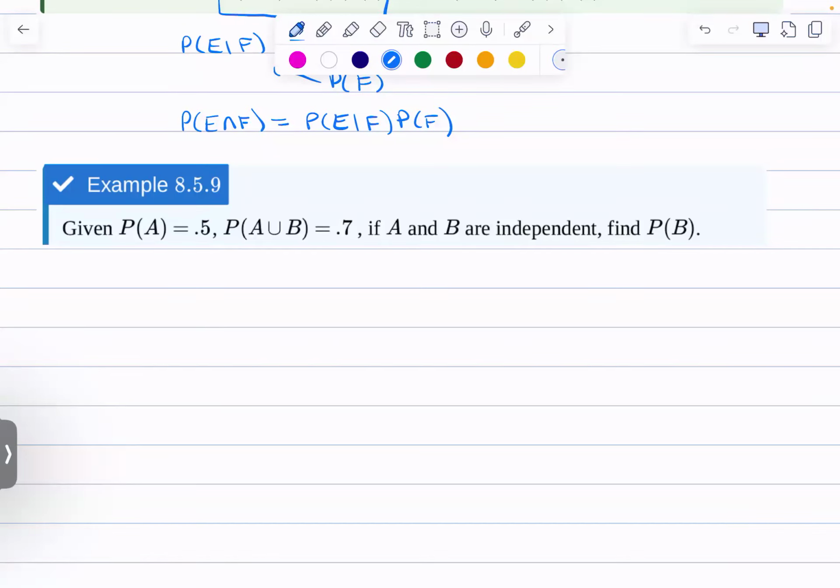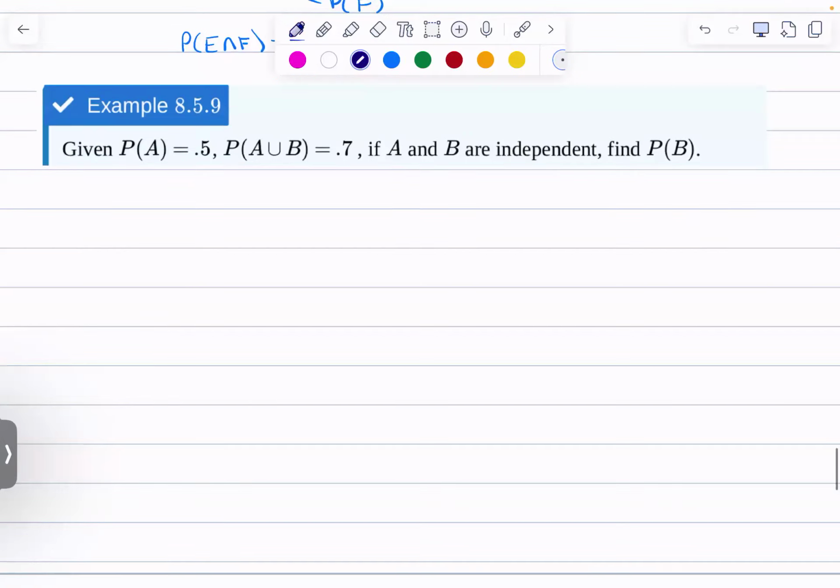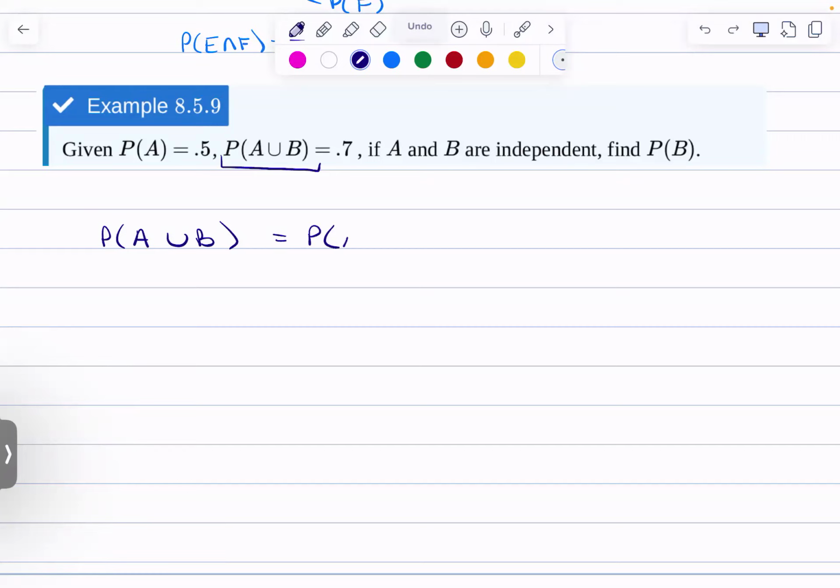If we're given P of A is 0.5 and the probability of A or B is 0.7, and if A and B are independent, then we're going to find the probability of B, kind of lassoing back to, I want to say, 8.2 or maybe even 8.1. What's the formula for the probability of A or B? It's the probability of A plus the probability of B minus the probability of A and B.